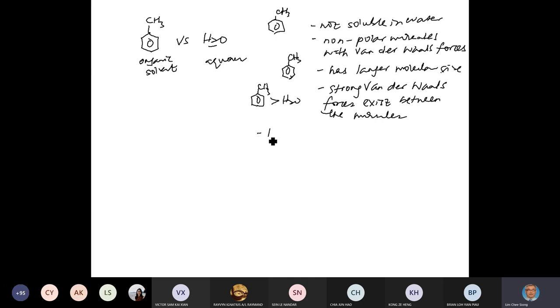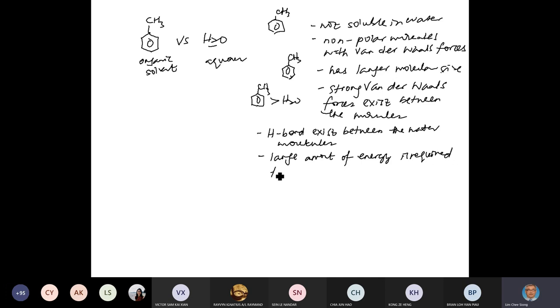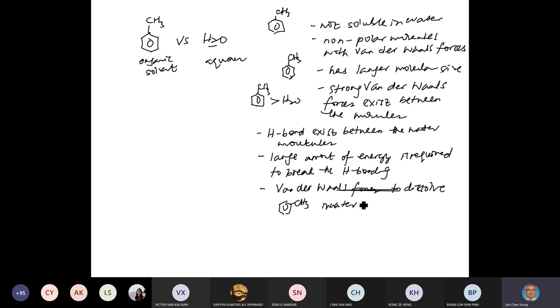Then afterwards you can attach the hydrogen bonding between the water molecules. As a result, you need to give a larger amount of energy to break the hydrogen bonding. So that's why you break the Van der Waals forces to dissolve the toluene in water. You get my point? Yeah, okay.